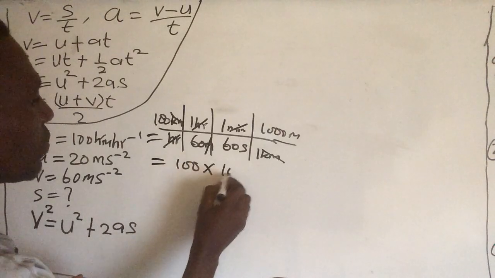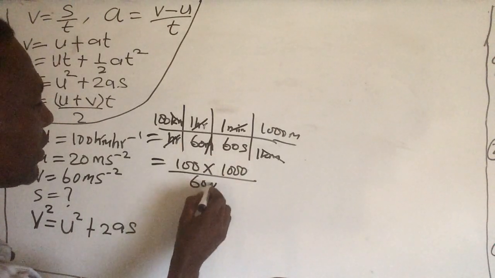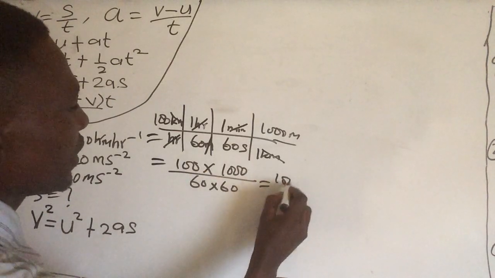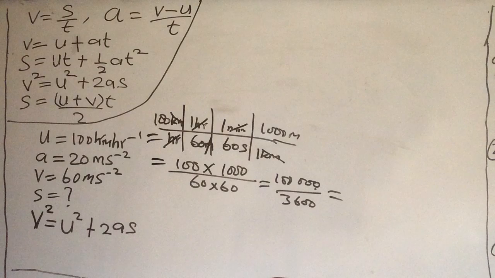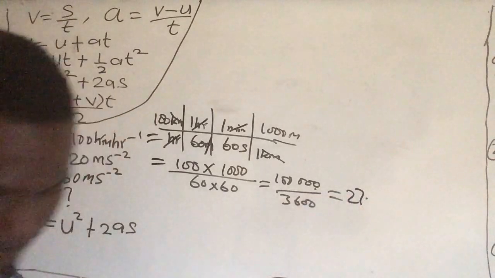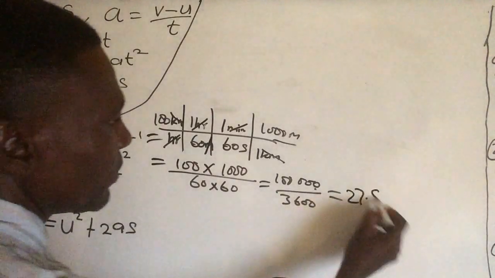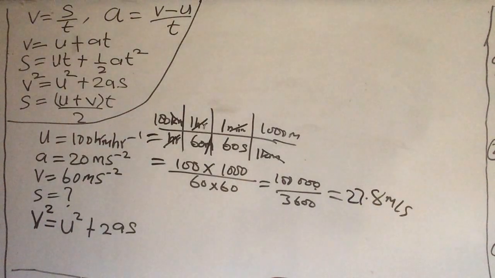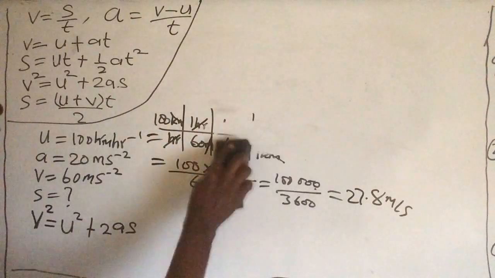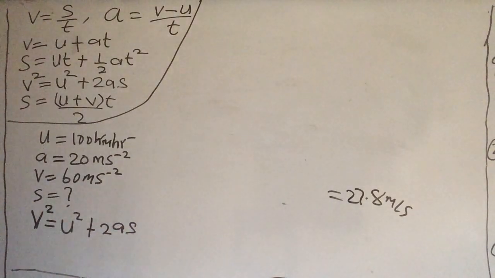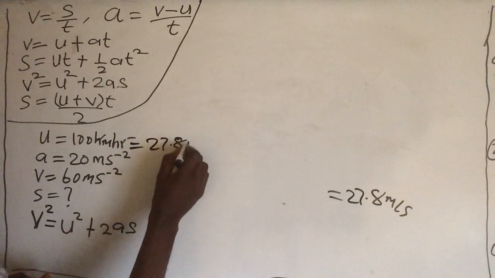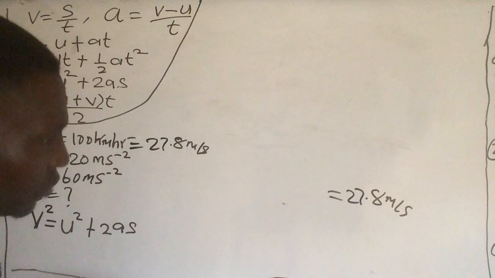Now we multiply out 100 times 1,000 all over 60 times 60, which is 100,000 all over 3,600. And when you divide, you now have 27.8 meter per second. So now you have seen how I convert this, and I treated it as a separate topic. So now this one becomes 27.8 meter per second. That is what we will use in this formula.